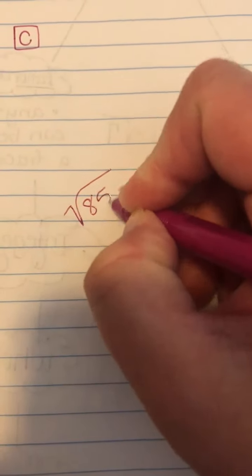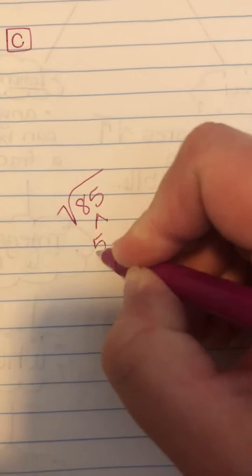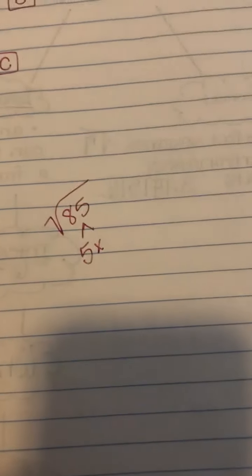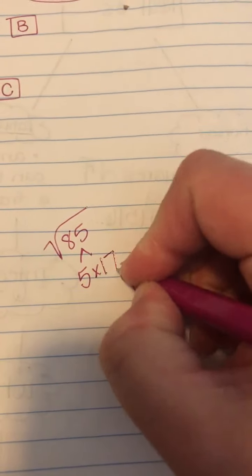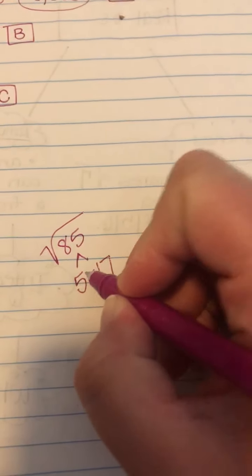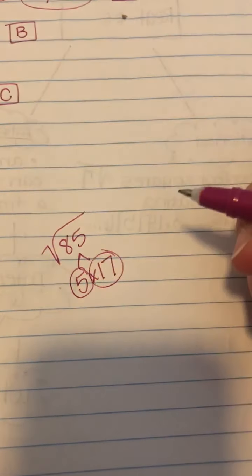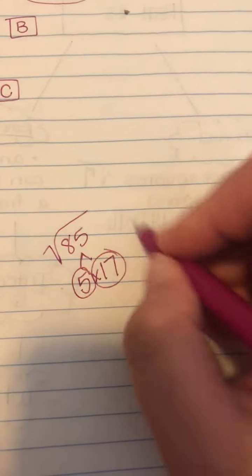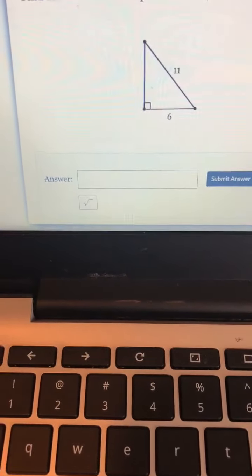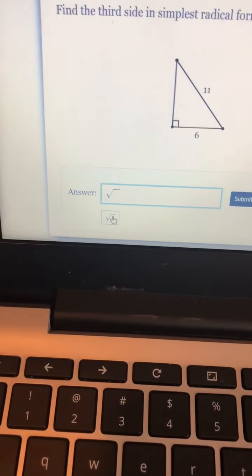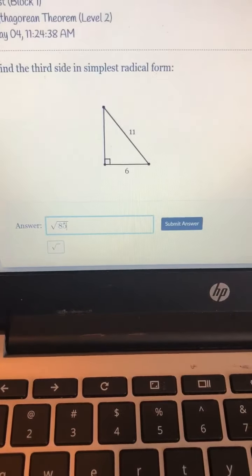So the square root of 85, and that's going to be like your tree. So that's going to be 5 times, and 85 divided by 5 is 17. Now, both of those are prime, meaning the only number that'll go in it is 1 and itself. So I can't simplify this with another simplification tree. So this answer would actually just be the square root of 85. So I'm going to choose my radical symbol, 85, enter, yep.